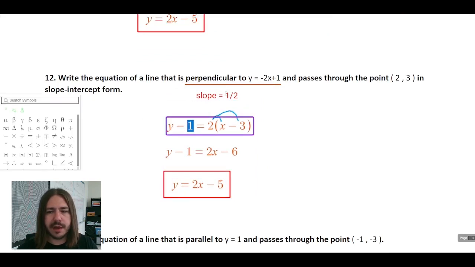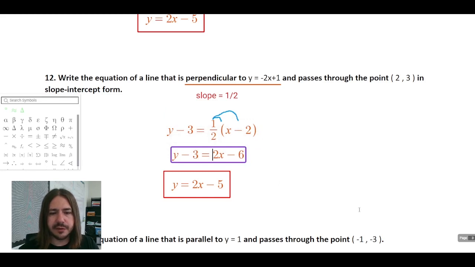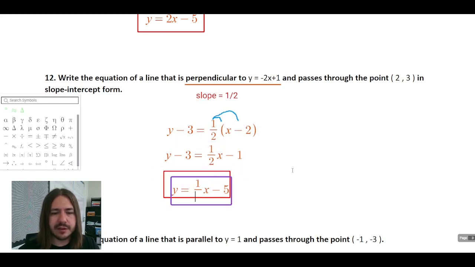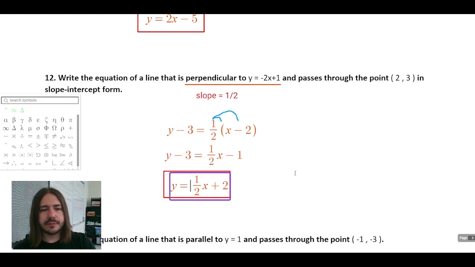So here we have y minus 3 equals 1/2 times x minus 2. Right? There's my y1, my x1, and my slope. I'm going to distribute that 1/2. So let's see, that's still 3. So it'll be 1/2 x. Let's see, 1/2 times 2 is 1, so minus 1. And then finally, I would add 3 to both sides, making this 1/2 x, negative 1 plus 3 would be plus 2. Right, there's number 12 for you.